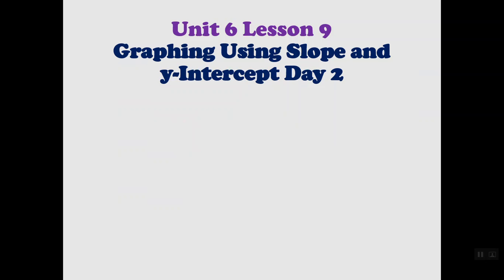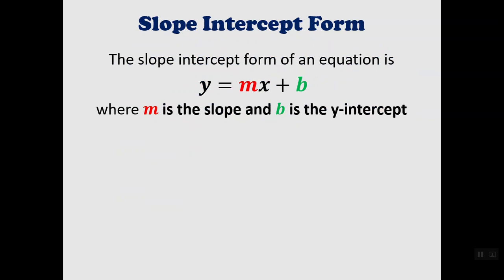This is Unit 6, Lesson 9, Graphing Using Slope and Y-Intercept, Day 2. As we know, the slope-intercept form of an equation is in the format y equals mx plus b, with m being the slope, that's the coefficient of the x term, and b being the y-intercept, that's the constant. We're going to use this information to graph some lines.